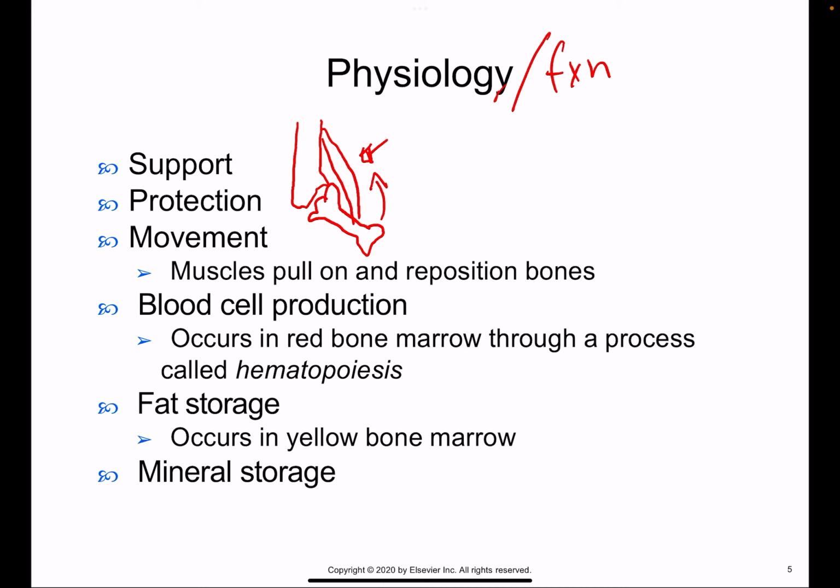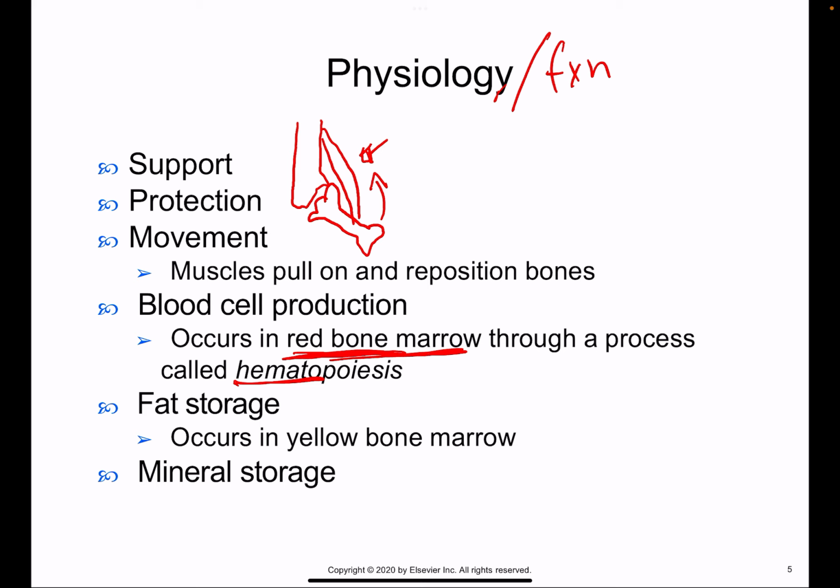Now, another aspect of bones is that they're a type of tissue, so they're going to have cells. And one of the important cells that the bone has and is going to produce is red blood cells, which occurs in the red bone marrow. Now, that is going to happen through a process known as hematopoiesis. We can relate that to the correspondence of blood.